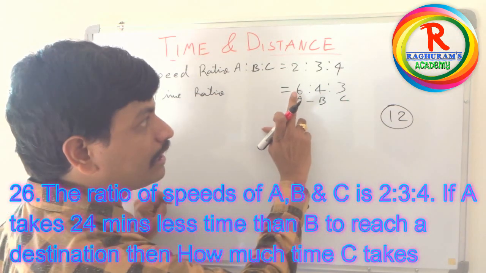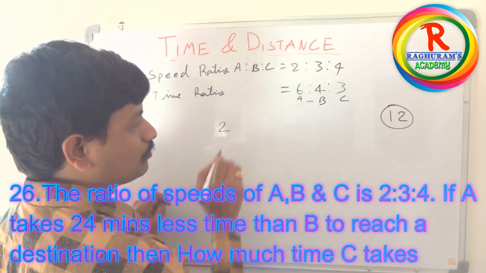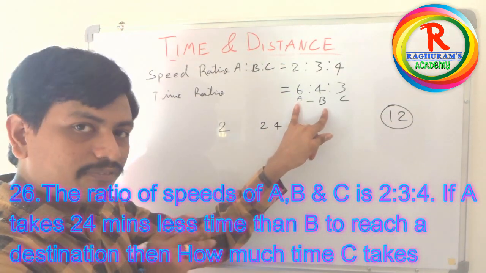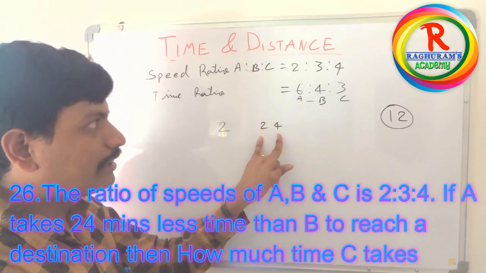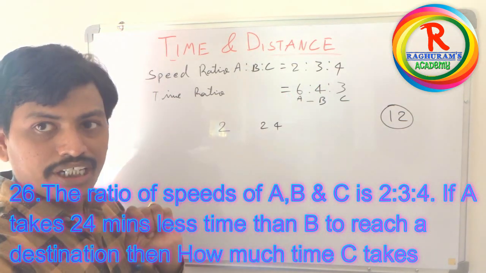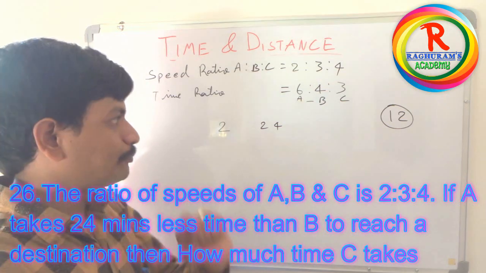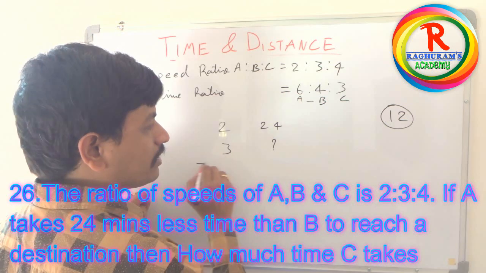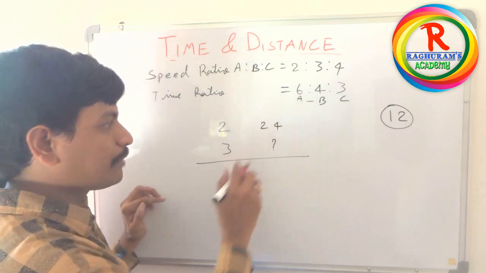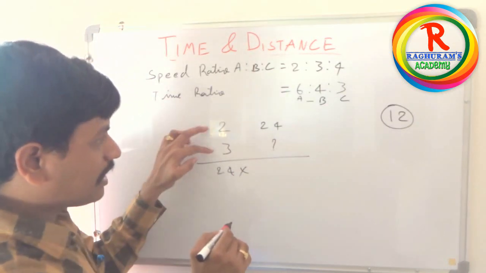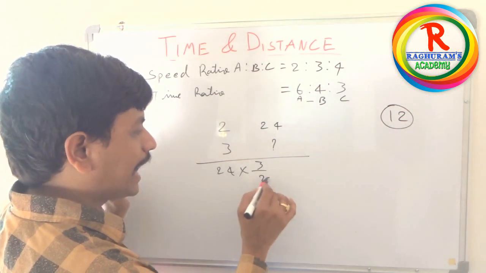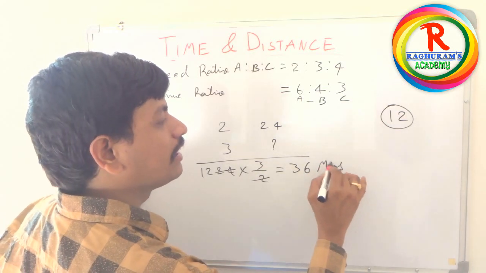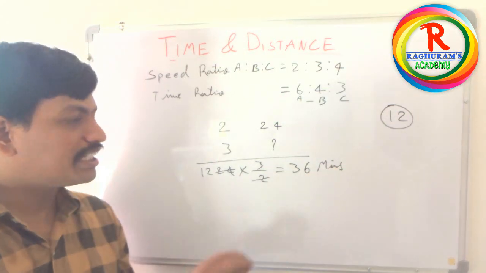What's the difference between A and B? 6 minus 4 is 2. So A took 24 minutes less than B. That means the difference is 24 minutes. Here the ratio difference is 2. And what do we need to find? How much time C took. So what is the C ratio? 3. And we can find it easily. So we take the number 24, multiply by the reciprocal of this one, 3 by 2, and 2 twelves and 12 threes are 36 minutes. Like this we can simply find very easily.